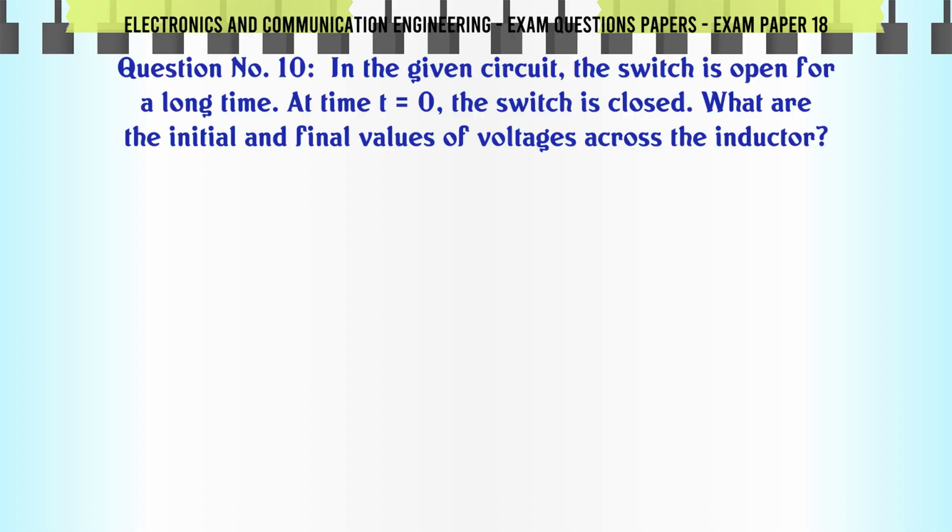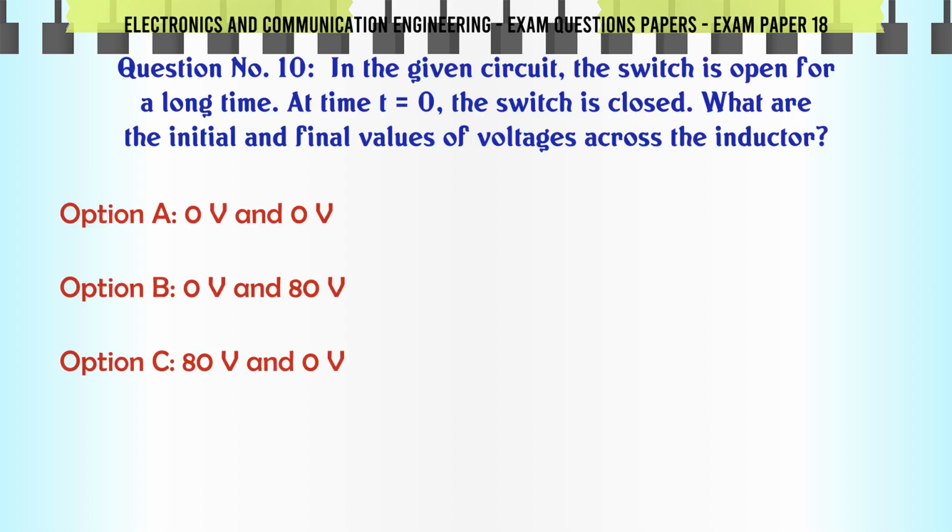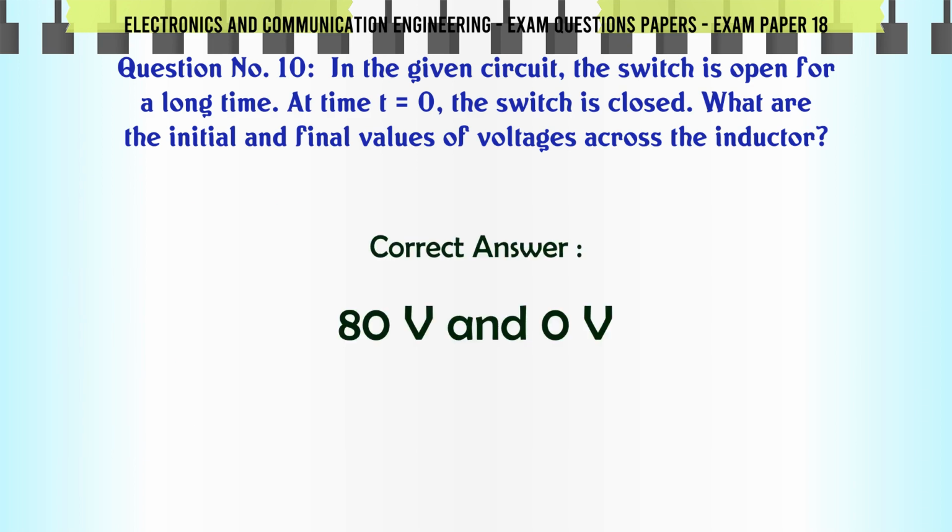In the given circuit the switch is open for a long time. At time t0 the switch is closed. What are the initial and final values of voltages across the inductor? A. 0V and 0V, B. 0V and 80V, C. 80V and 0V, D. 80V and 80V. The correct answer is 80V and 0V.